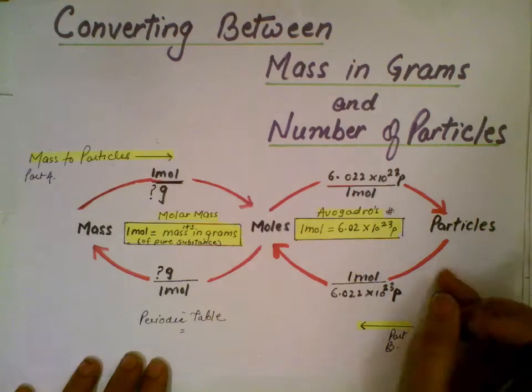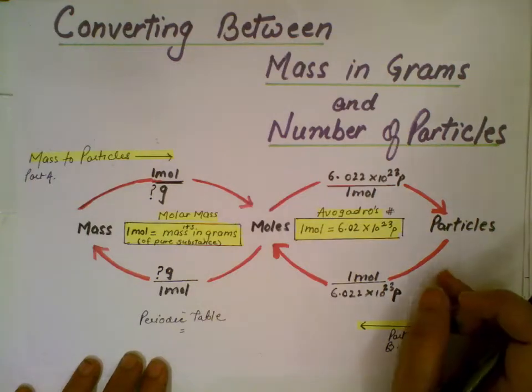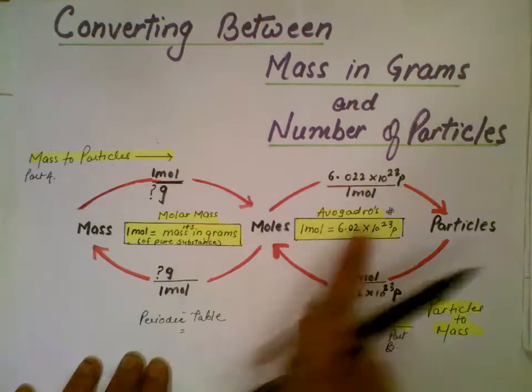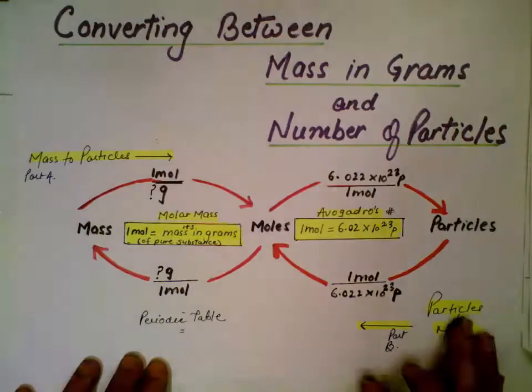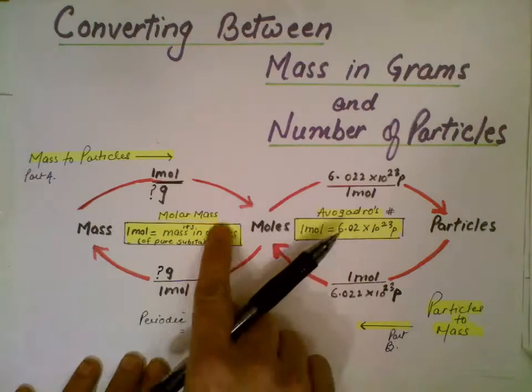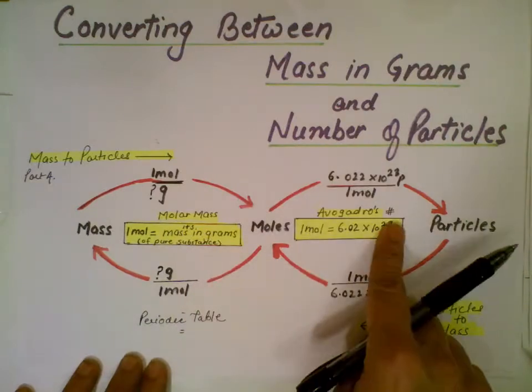Video on conversion between mass and particles. This conversion requires two conversion factors, the molar mass and Avogadro's number. These are the equivalents. This is the equivalent for molar mass. This one is the equivalent for Avogadro's number.